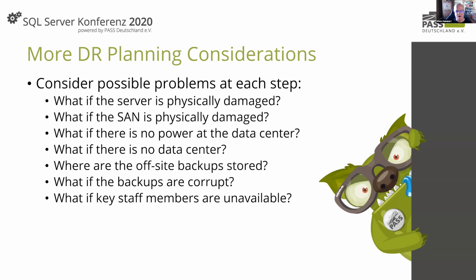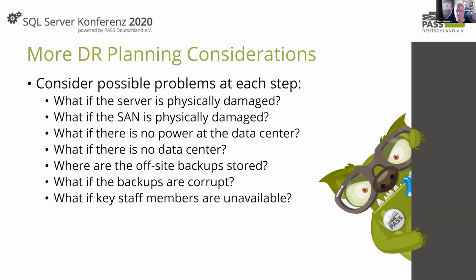So more DR planning considerations, you need to consider possible problems you might run into at each step and think about, okay, what happens? So if something happened like your data center got flooded and some of your servers are damaged by water, what would you do? Do you have any spare servers? Can you order a server from Dell or go to Micro Center and buy a server and get it into the data center? And so try to anticipate what might go wrong and think about in advance, what would you do if that bad thing went wrong?